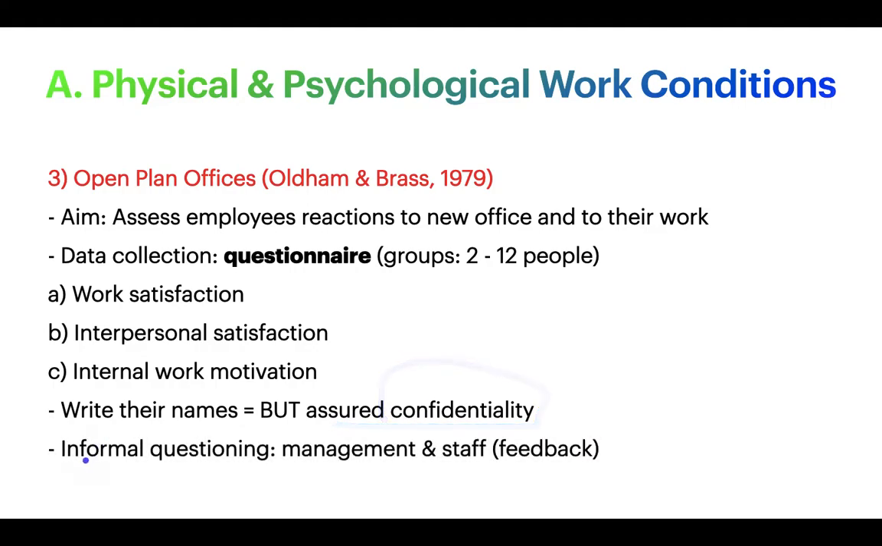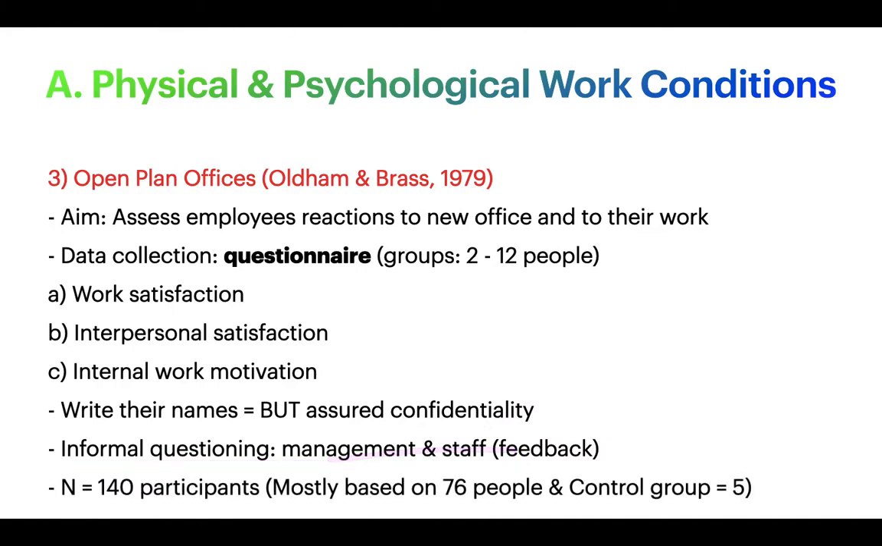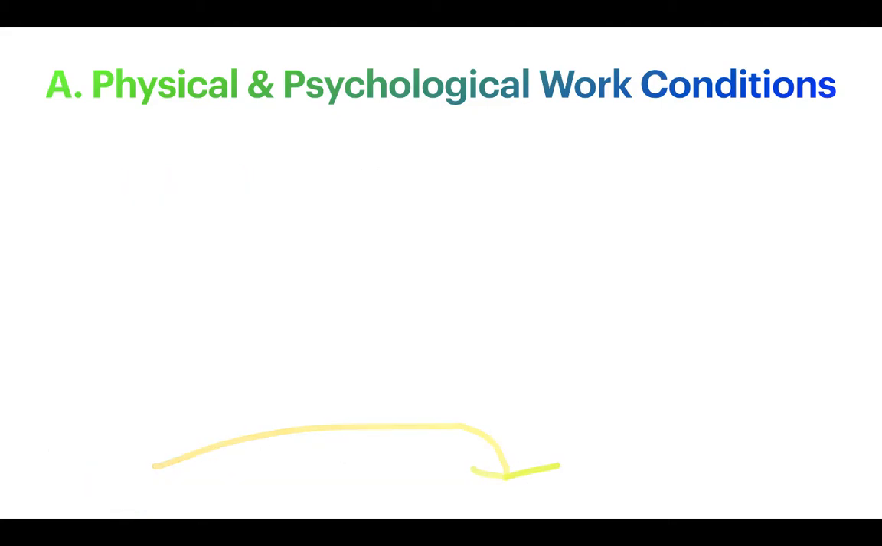Okay. Informal questioning was used between the management and the staff who provided feedback as well. Right. So this was informal, where they just ask questions like to the management staff, hey, how are things going? What feedback do you have? And stuff like that. Okay. Sample size was 140 participants, mostly based on 76 people and a control group of 5 people, right? Remember, there was the press room control group. So although there are 140 participants, they said mostly based on statistics, which indicates that some of the participants dropped out, perhaps didn't complete the questionnaire.